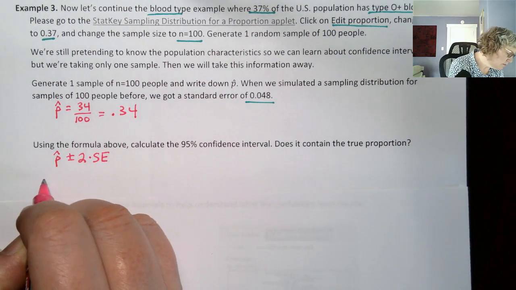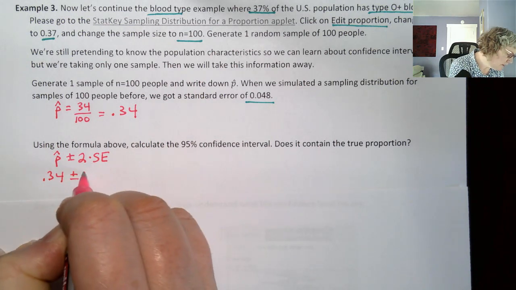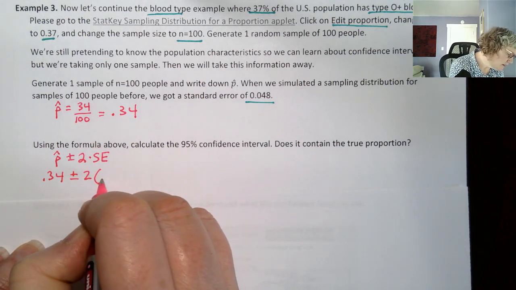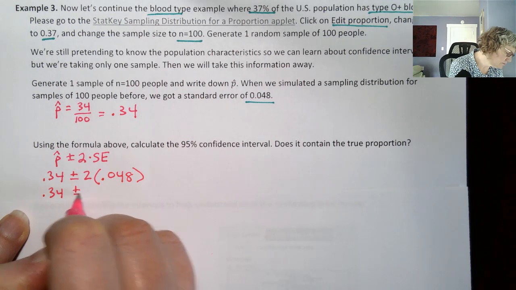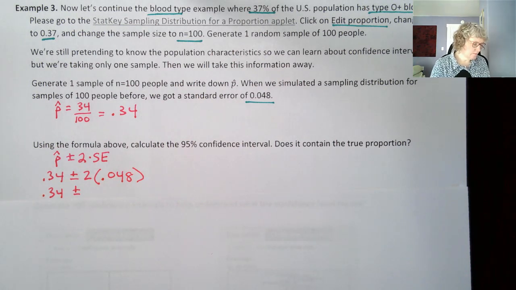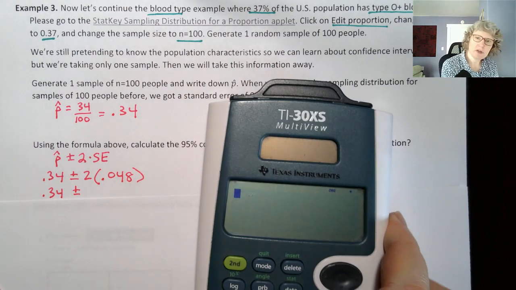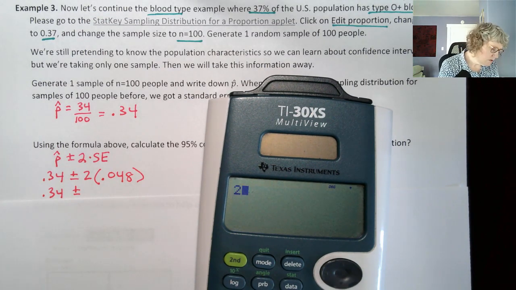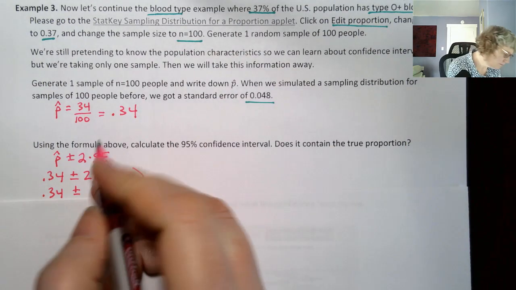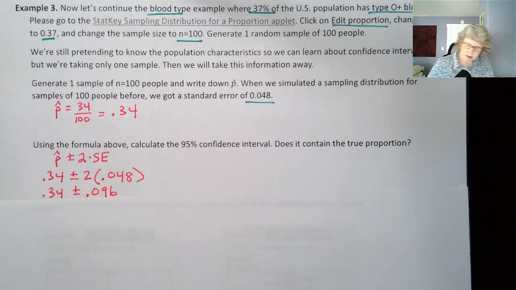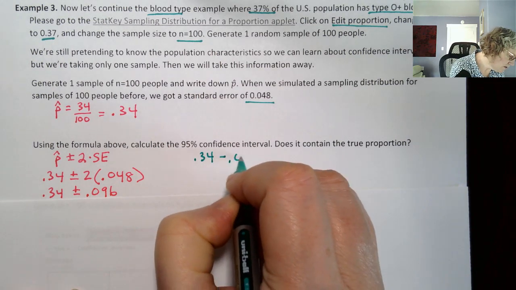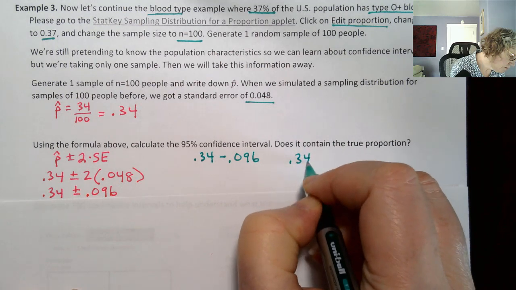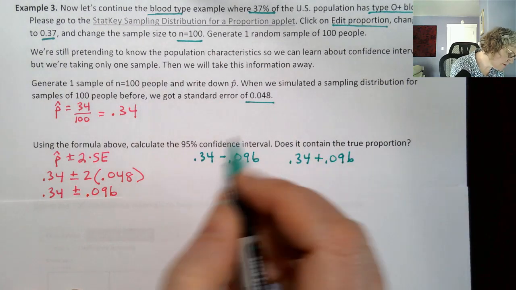Okay, so I'm going to go ahead and calculate that. I'm going to put in 0.34 plus or minus 2, and I like the parentheses, 0.048. And I'm going to calculate that margin of error, which is the 2 times the standard error. 2 times 0.048 is 0.096. Okay, then just like last time, I'm going to do the minus and the plus. So 0.34 minus 0.096 and 0.34 plus 0.096.